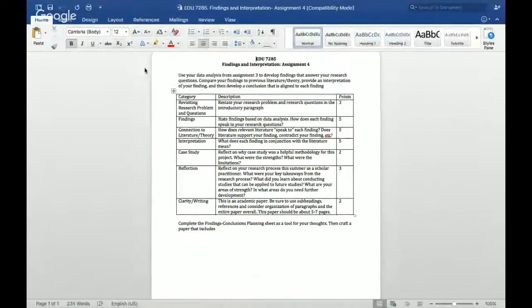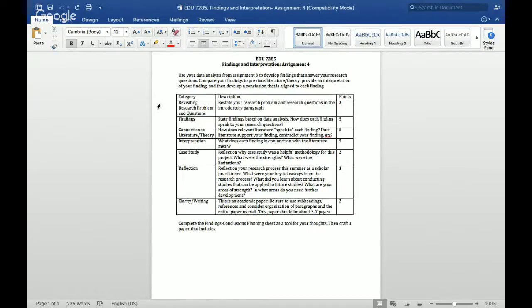Let me make this a little bit bigger. All right, so basically you're going to use your data analysis from assignment 3 to develop findings and answer your research questions. In assignment 3, you took your raw data and distilled it down, and you came up with these themes or big ideas that were present in your data. Now you should have themes from 2 different sources. You may have your survey and an interview. Some of you may have focus groups and observations, but you should have 2 different sources of data.